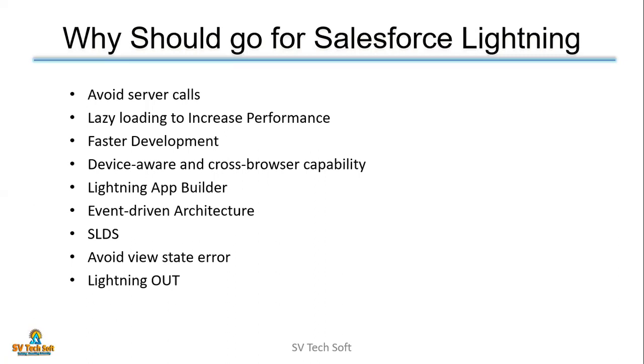Then Lightning development is faster development. We can develop a particular page's components very easily and quickly compared to Classic. Then the fourth advantage is device awareness and cross-browser capability. What does that mean? Whenever you design and develop some code, the same code can be used on any device, like mobile, tab, or desktop. The same code will be resized automatically based on the screen. No need to write separate code for mobile and separate code for tab like that.